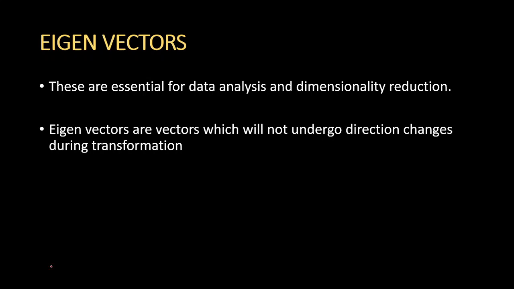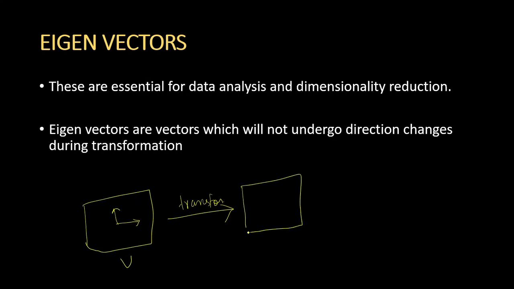So please note this sentence. If we have a set of vectors, or a vector space, and we apply some kind of linear transformation on it, then even after this transformation, if some vectors remain unchanged with respect to their direction, those vectors are called eigenvectors.